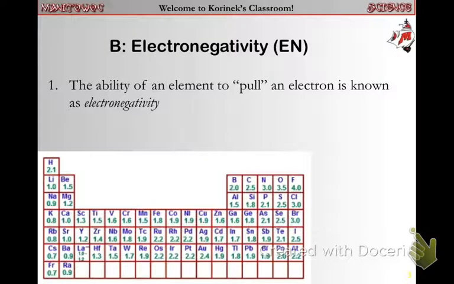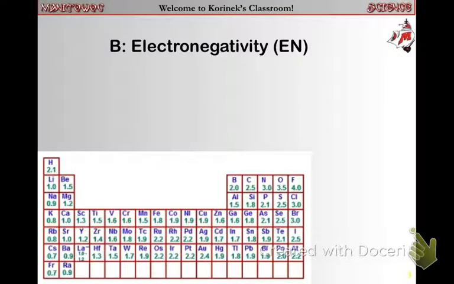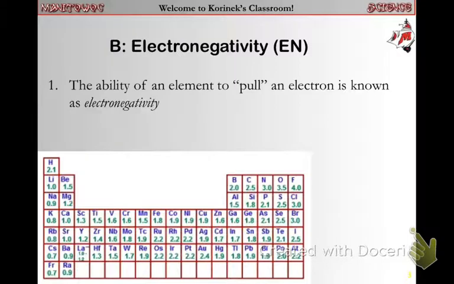Okay, and to figure that out, we got to understand a term called electronegativity, which is just defined as the ability of an element to pull an electron. That's known as electronegativity, and this is essentially based on how much that element itself wants an electron. So if you think about fluorine, which has 7 valence electrons, it only needs one more electron to be perfectly stable. It really, really wants an electron, so it's going to have a very high electronegativity.